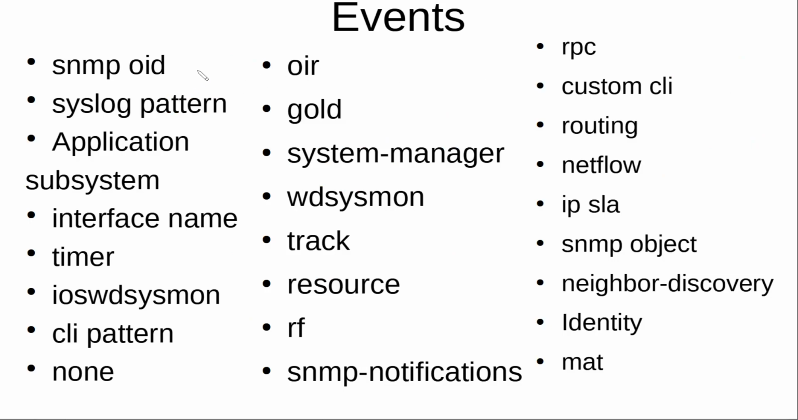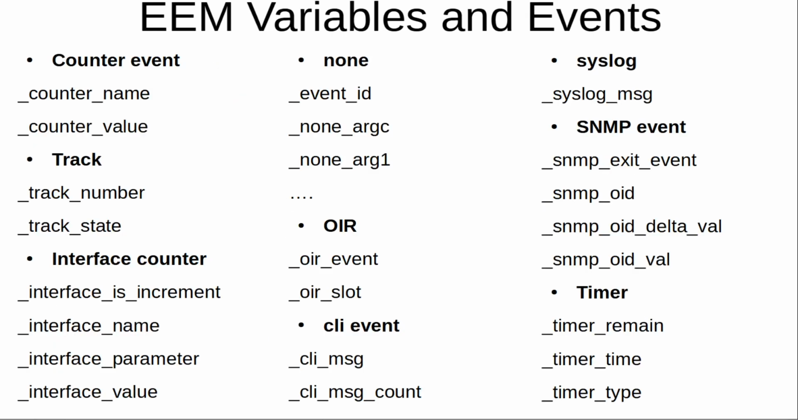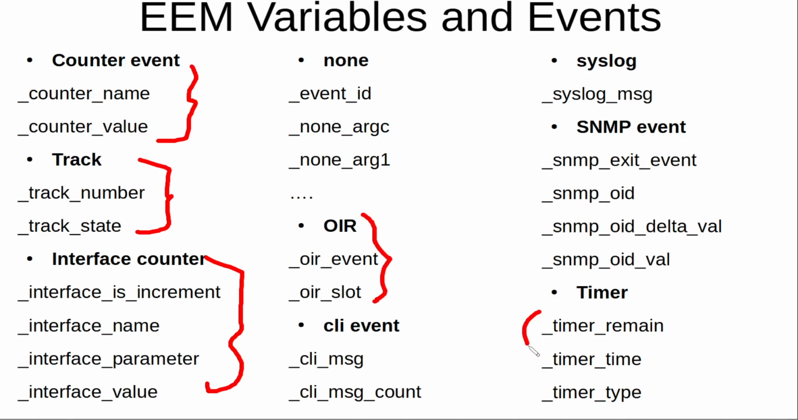And you have all these events available for you to catch. And remember that with each event, there is a set of variables available. For instance, now that we executed the timer, we use these 3 variables. Okay, that's it.